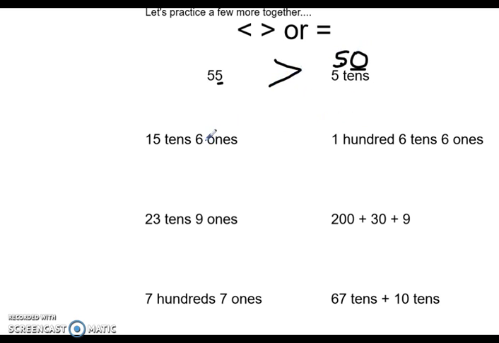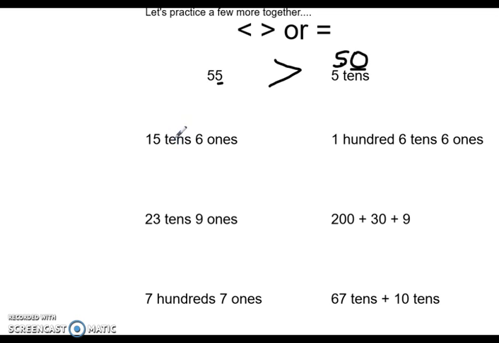Let's look at the next problem. Here I have 15 tens and 6 ones, and I'm comparing it to 106 tens and 6 ones. So first I'm going to put my numbers in standard form. 15 tens, 6 ones.